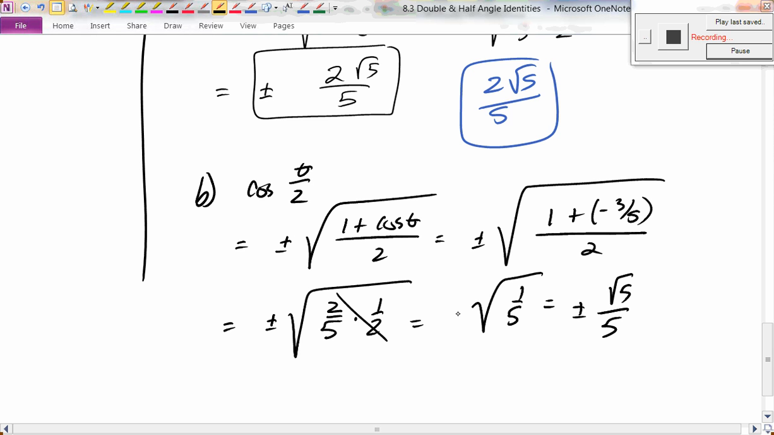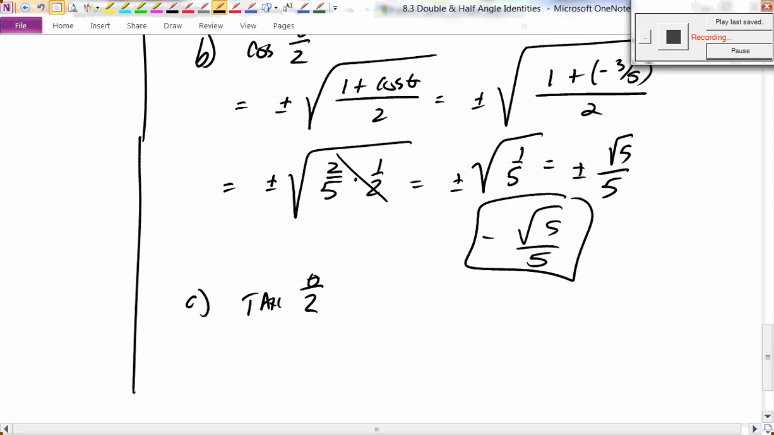Plus or minus. All right, which one do we pick? Well, theta over 2 is still in quadrant 2. And in quadrant 2, cosine is positive or negative? Negative. So we take the negative square root of 5 over 5 for the cosine of theta over 2.